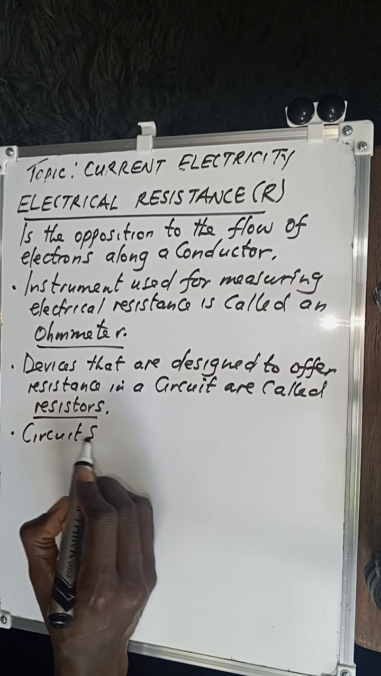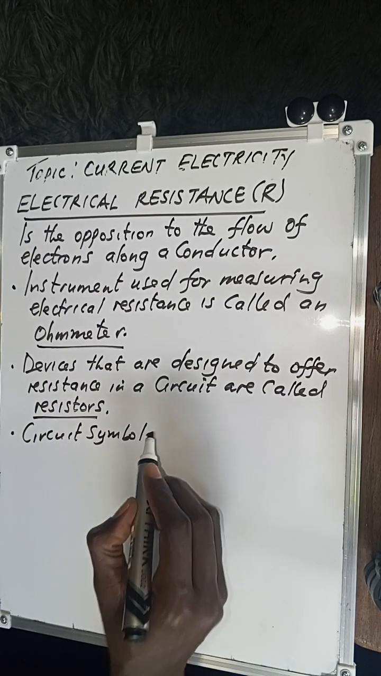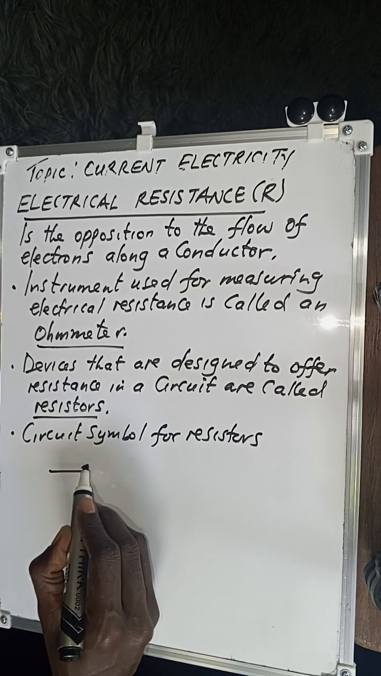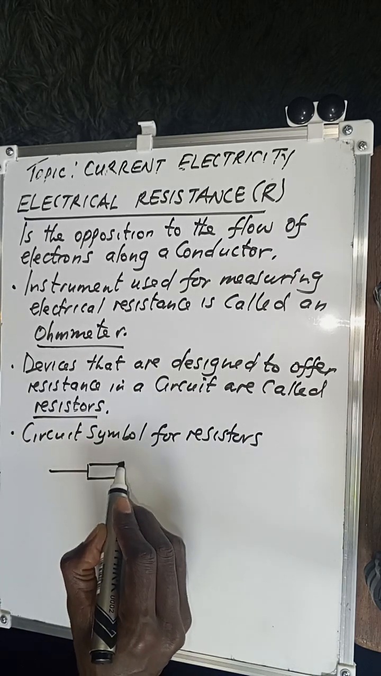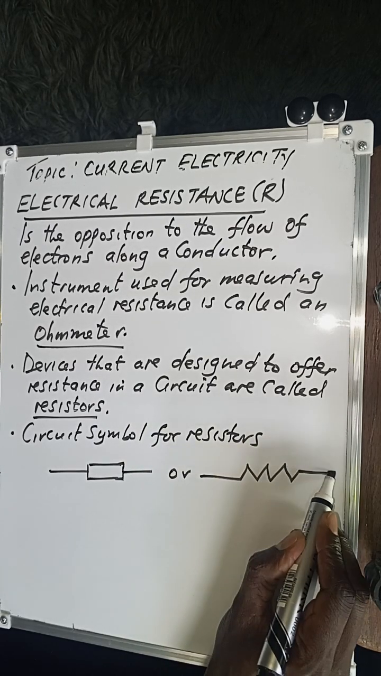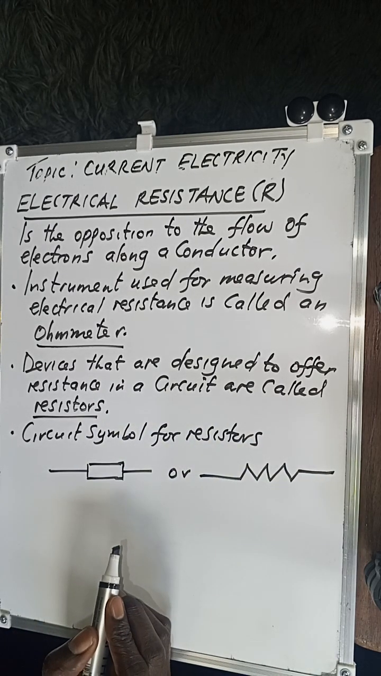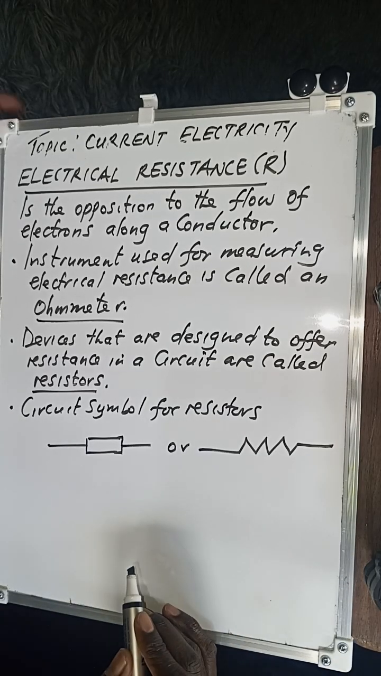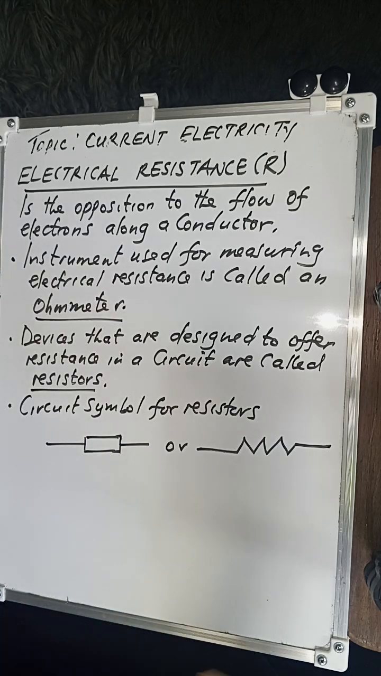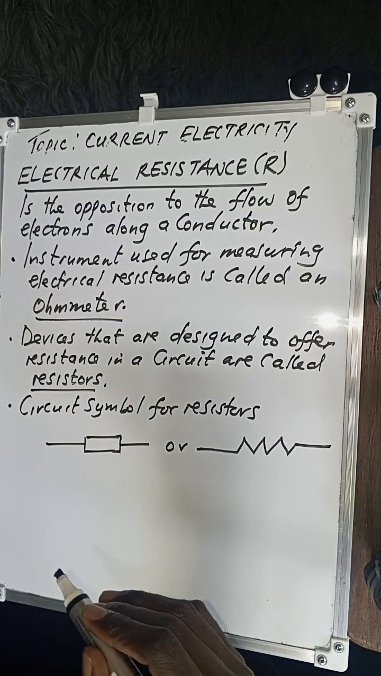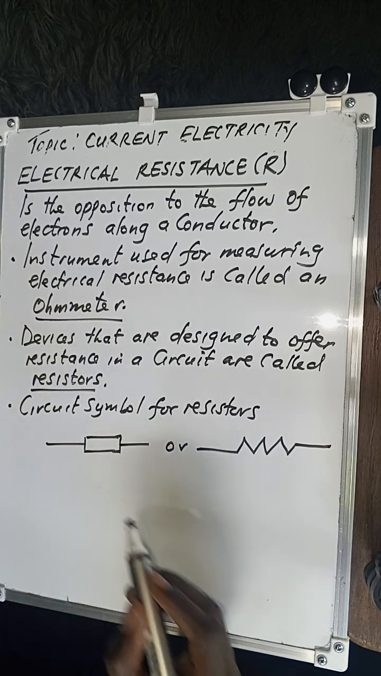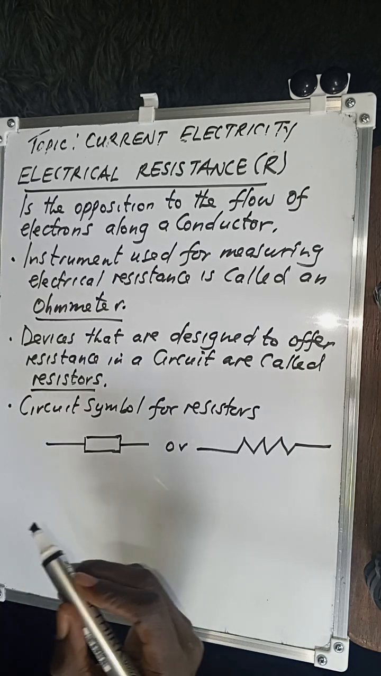Well, the circuit symbol for resistors in a circuit that we normally use, we can either use that circuit symbol, or you can use that circuit symbol. When you find these, they are going to be representing resistors in a circuit. There are devices that are designed to offer resistance in a circuit, that opposition to the flow of electrons along a conductor. Now later on we are going to look at arrangement of resistors.